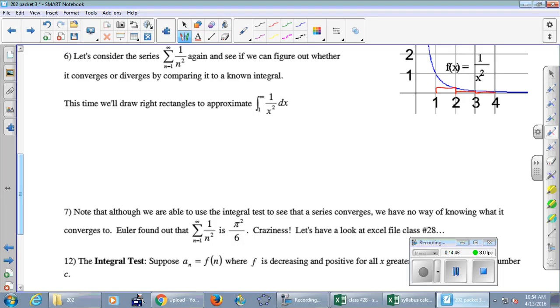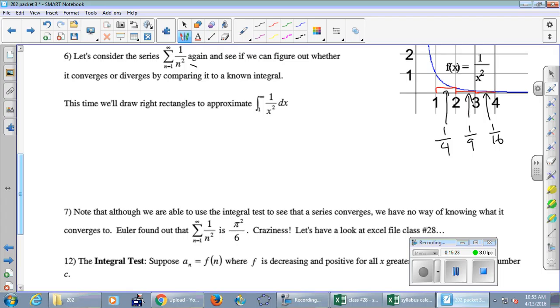Yeah. Okay, let's talk about the areas of these rectangles. Again, the width or the base of each rectangle is 1. What's the height of this first rectangle? It's a fourth, right? Because x equals 2 plugged into the formula gives a quarter. So the area of that rectangle right there is a quarter. The area of the next rectangle is determined by the 3. The y value is a 9th. So the area of that rectangle is a 9th times 1. And the next one is a 16th.